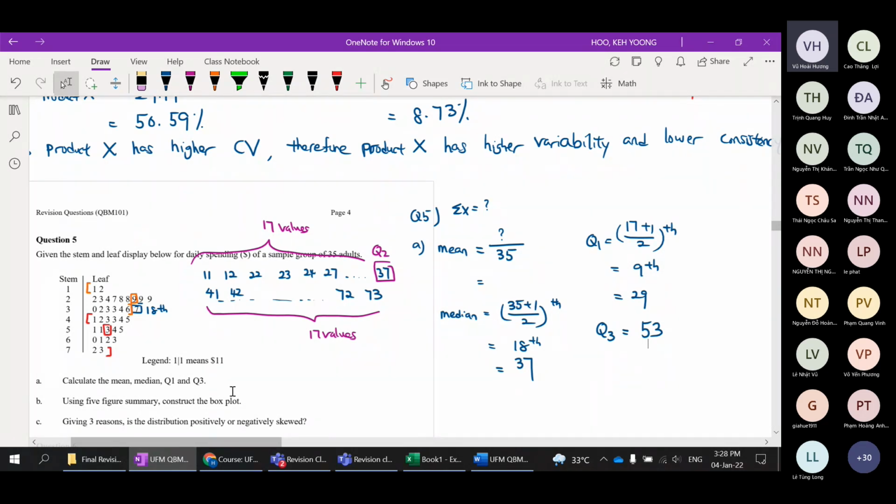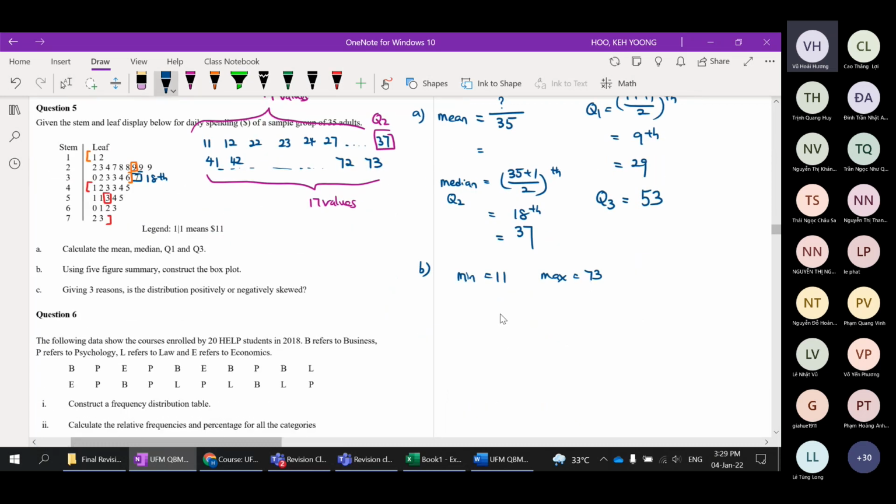Using the 5-figure summary, construct the box plot. You have Q1, Q2, and Q3 already, right? Where is your minimum and maximum? Minimum is 11. Maximum is 73. Let's write down Q1, Q2, and Q3 again. These are the 5-figure summaries. So construct the box plot.